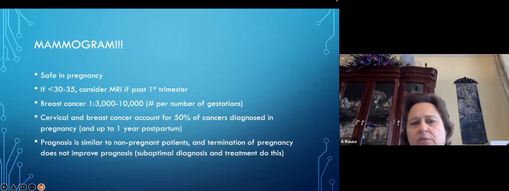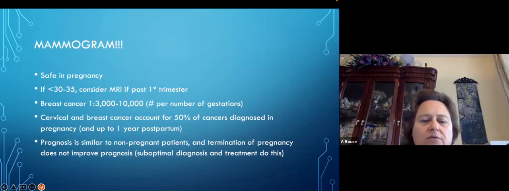The number of cases of breast cancer diagnosed during pregnancy or affecting pregnancy is actually pretty low, but we've had runs in the past where it seemed like we'd have two or three patients back to back who would have breast cancer in pregnancy and be seeing us. But one out of every 3,000 to 10,000 pregnancies may be affected by breast cancer. And breast and cervical are going to account for 50% of the cancers diagnosed in pregnancy and up to a year postpartum. And thankfully, prognosis is similar to your non-pregnant patients.